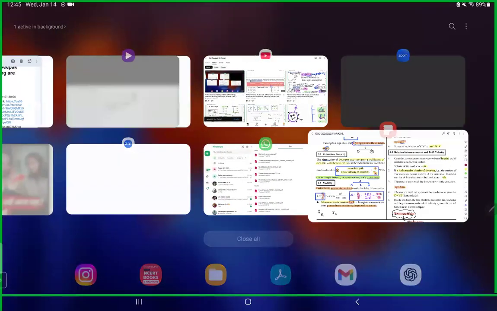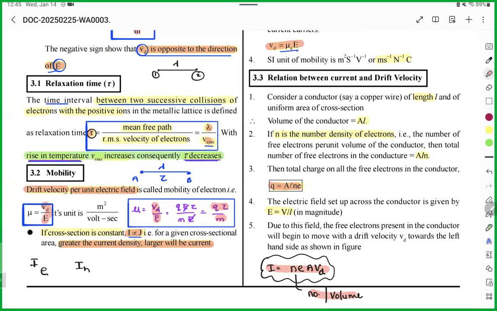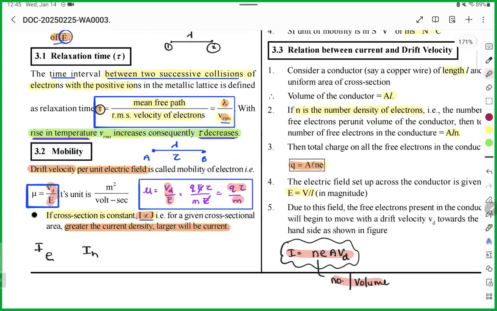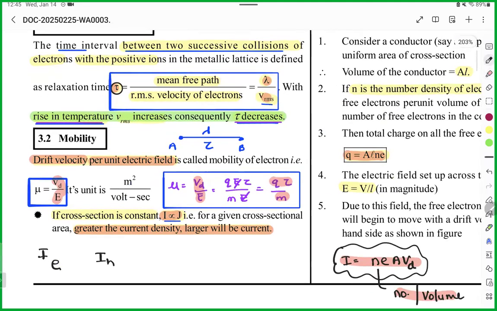Yes, guys. So ability to move, mobility, when you apply an electric field. Mobility is represented by mu, and this is the drift velocity when the electric field is acting on it. You know the drift velocity value is qE tau by m. Divide by the electric field, the electric field cancels. Look at this: it does not depend upon the electric field. It depends upon the mass.